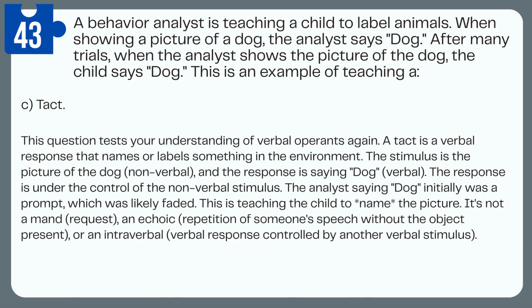Answer C. Tact. This question tests your understanding of verbal operants again. A tact is a verbal response that names or labels something in the environment. The stimulus is the picture of the dog, nonverbal, and the response is saying dog, verbal. The response is under the control of the nonverbal stimulus. The analyst saying dog initially was a prompt, which was likely faded. This is teaching the child to name the picture. It's not a mand, a request, an echoic, repetition of someone's speech, or an intraverbal, a verbal response controlled by another verbal stimulus.